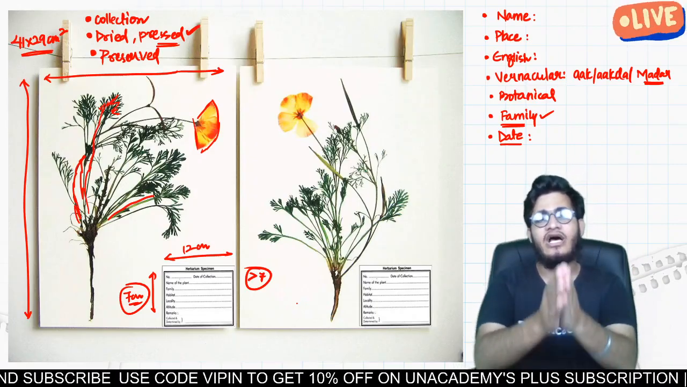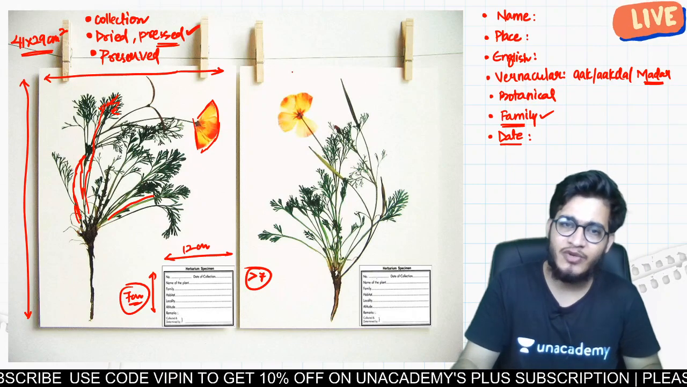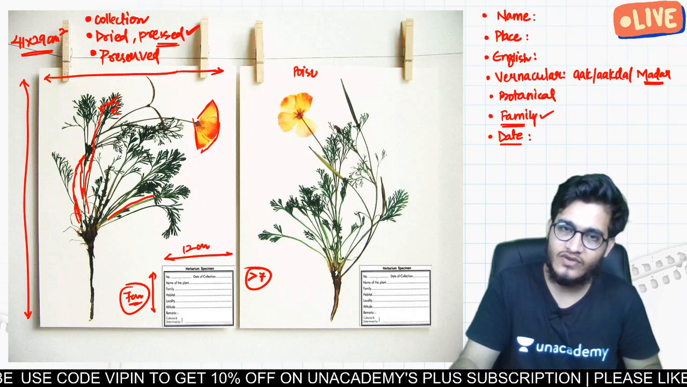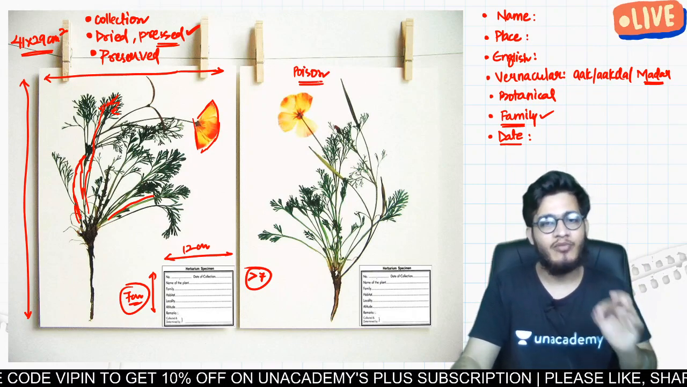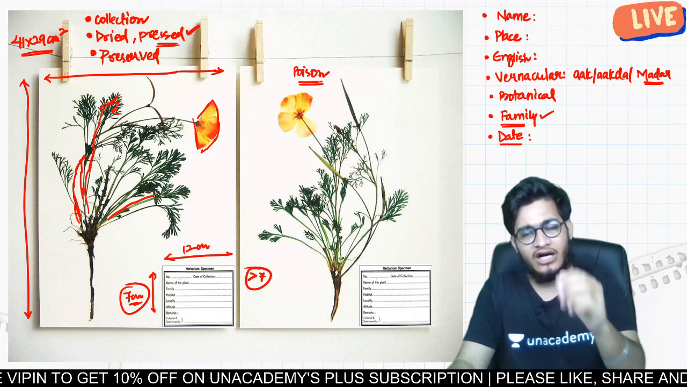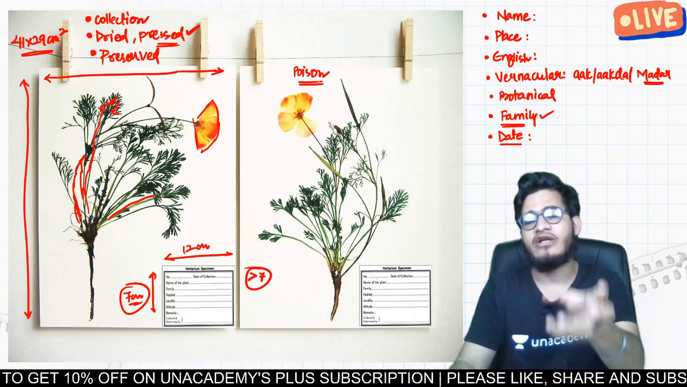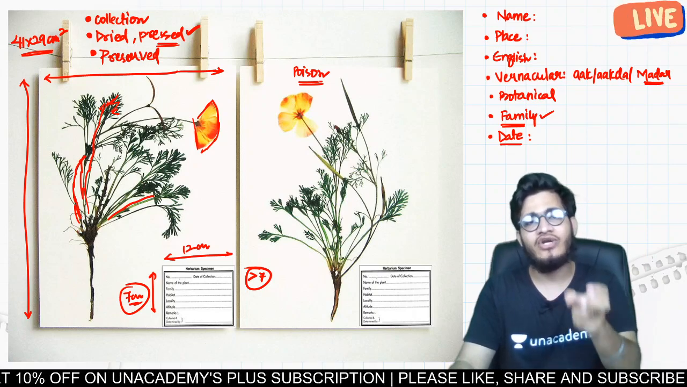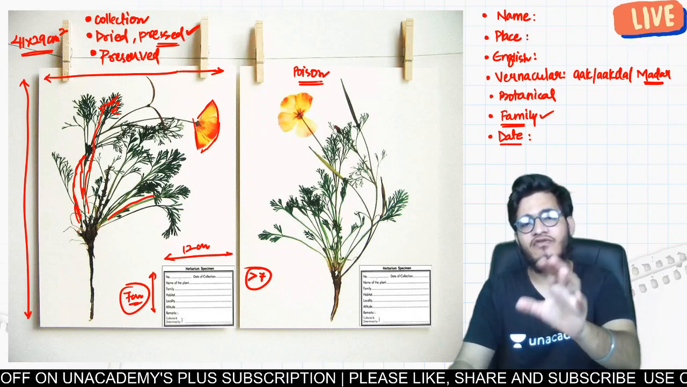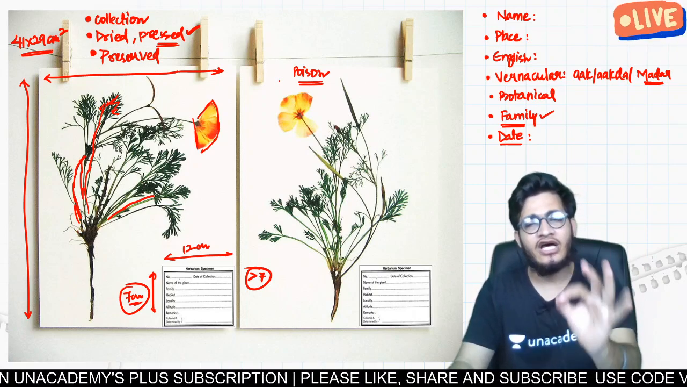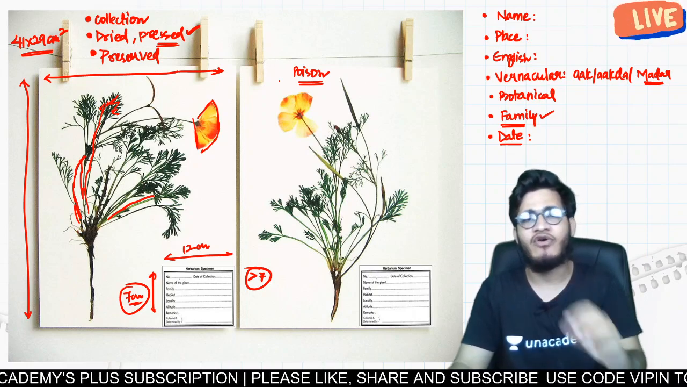What you need to do is you need to poison this particular thing also. Poison means not killing. Poison means just imposing some sort of chemicals on this specimen. Okay, you need to just spray some sort of chemicals on this specimen so that no insect can degrade the specimen for a very long time.